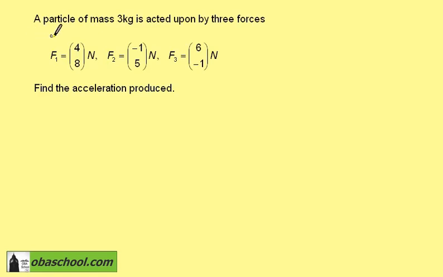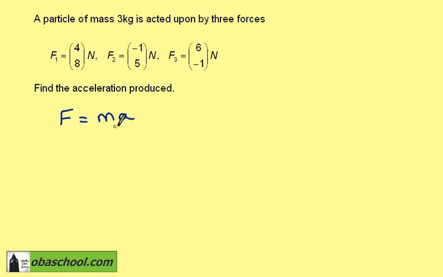A particle of mass 3 kilograms is acted upon by 3 forces. F1 we can see is 4i + 8j newtons, F2 is -i + 5j newtons, and F3 is 6i - j newtons. We want to find the acceleration produced.